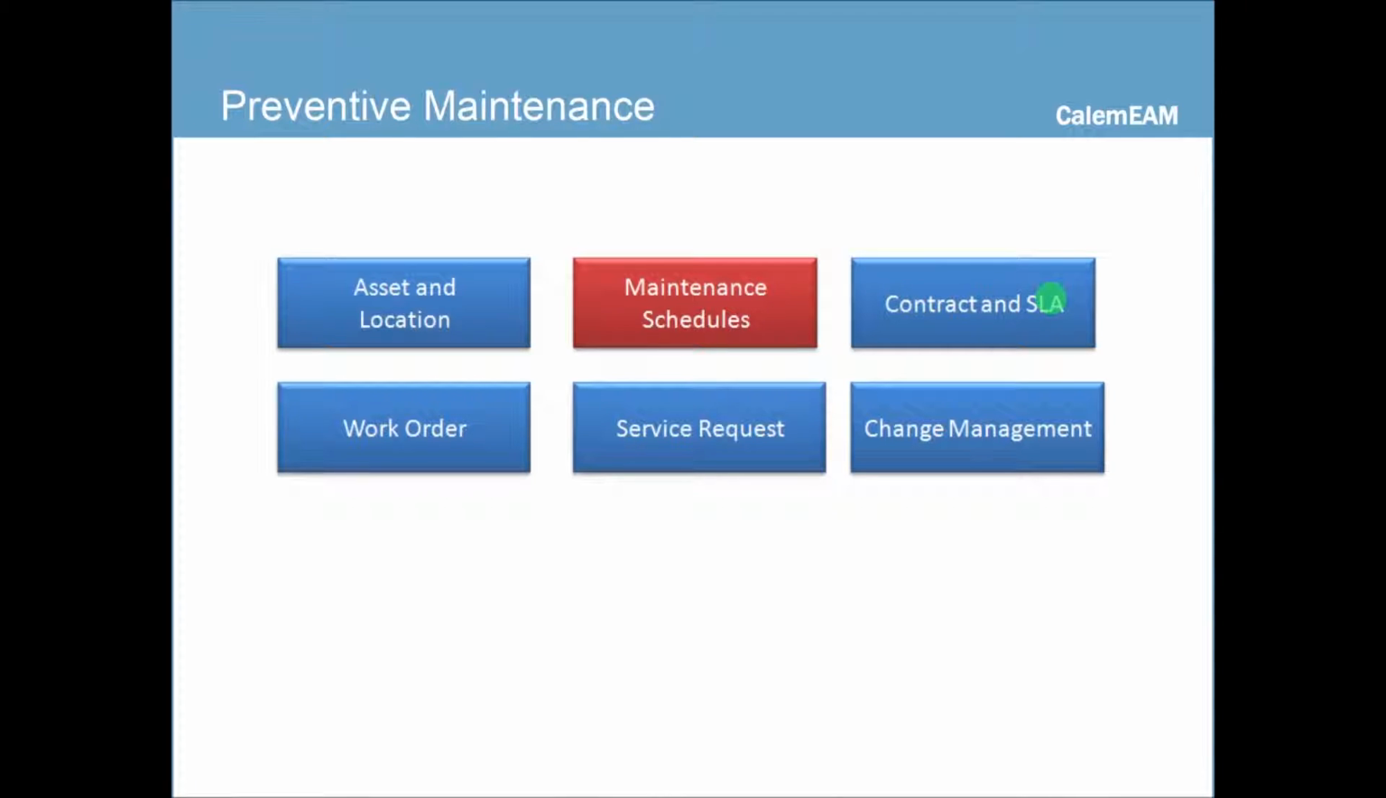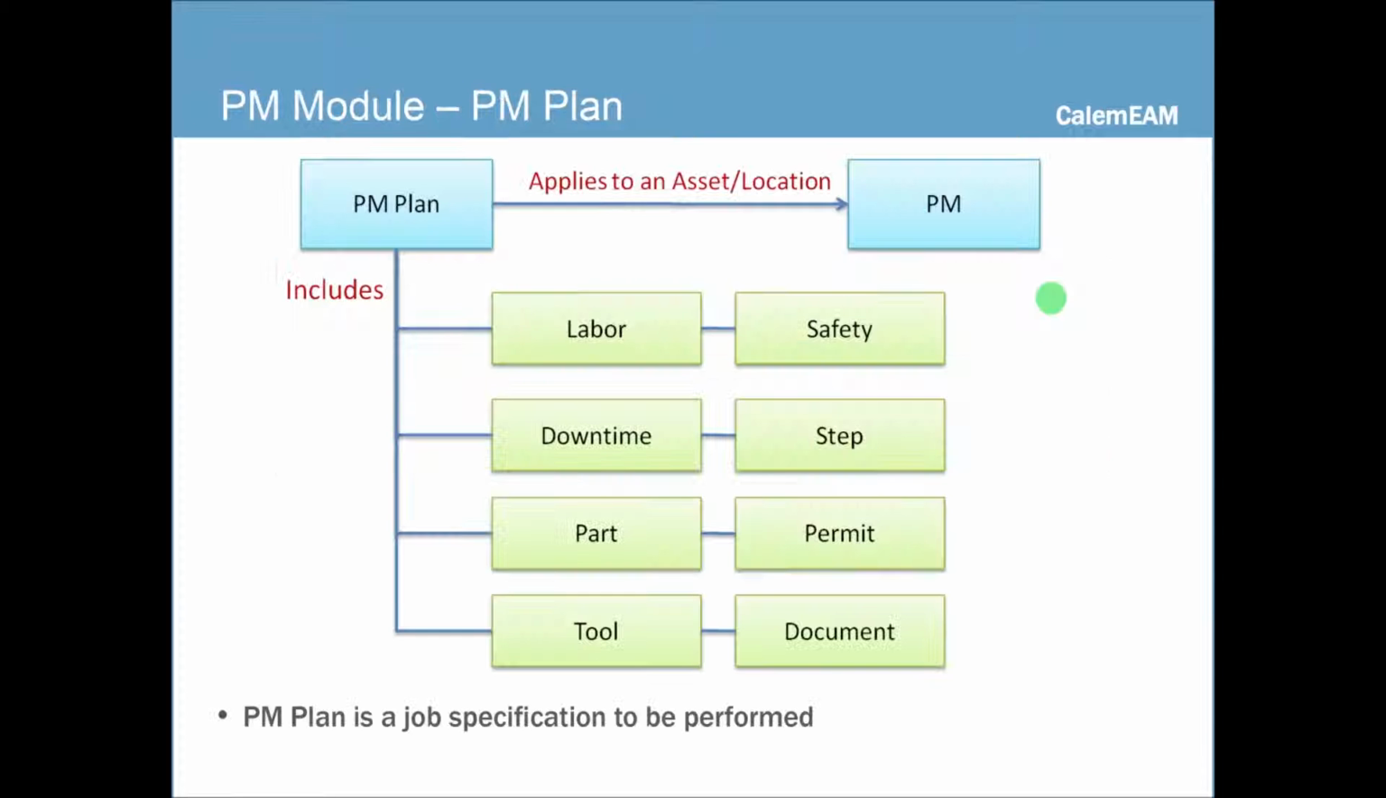Today we're going to review the maintenance schedules in the maintenance area. Let's start with the PM plan. A PM plan is a job specification to be performed. A PM plan includes labor specification, downtime requirement, parts to use, tools to use, safety measures, steps to perform, work permit, and manuals or drawings that need to be used.